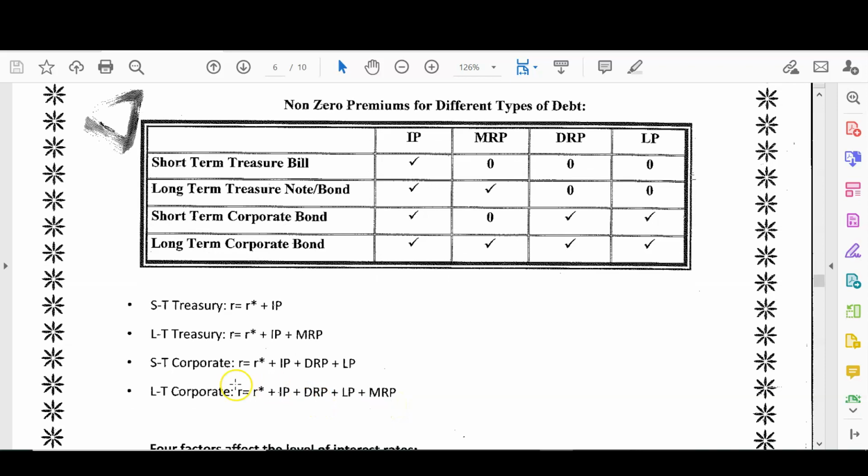You will see this comprehensive formula on the formula sheet in the exams, but you need to know that when it's a treasury bond, you don't have to use DRP or LP anymore. When it's a short-term bond, you don't have to worry about MRP anymore.